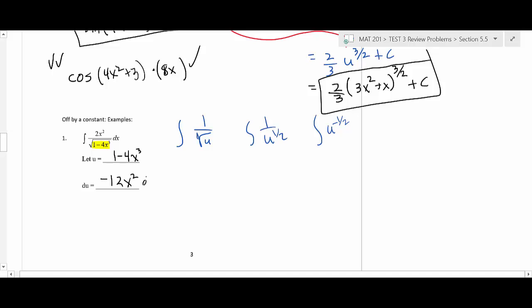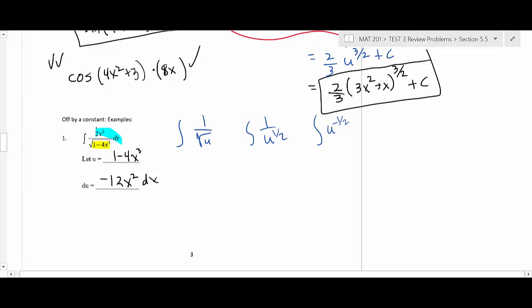-12 x to the 2nd dx, right? Okay. Now, does that match what I highlighted in blue? Not perfectly, but we can make it happen, okay? So here's kind of the idea on this that you could do. Well, there's a couple of things you could have done.